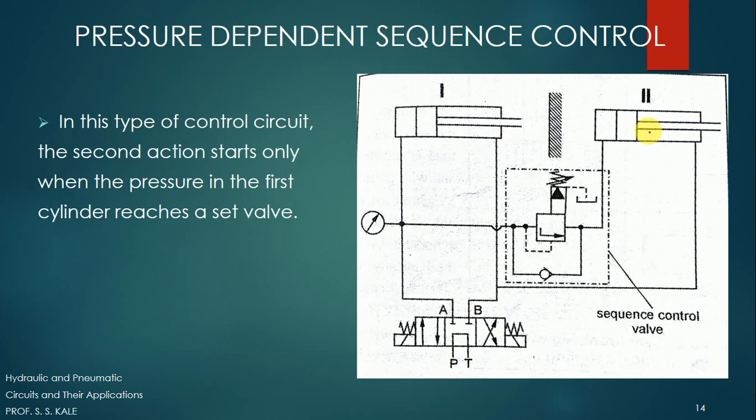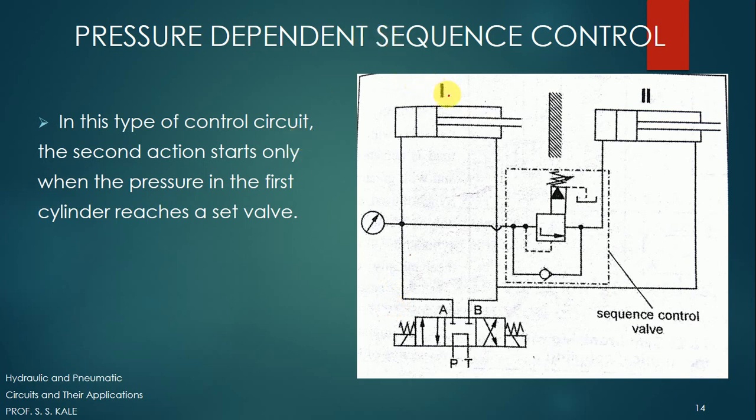Now, the pressure dependent sequence control valve. What is a pressure dependent sequence control valve? In this type of control circuit, the second action starts only when the pressure in the first cylinder reaches a set value. So it is now operating over the pressure. In the previous condition, it was operating over the travel, and now it depends on the pressure. Let us see the construction.